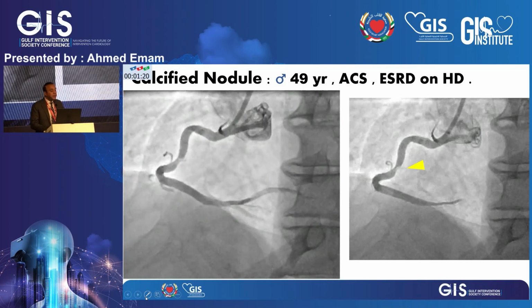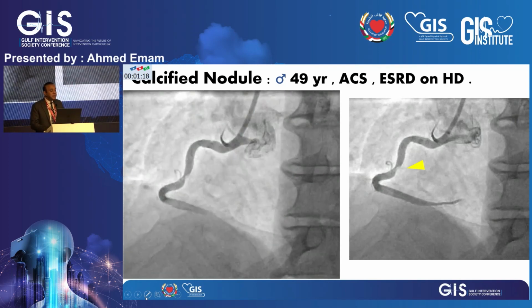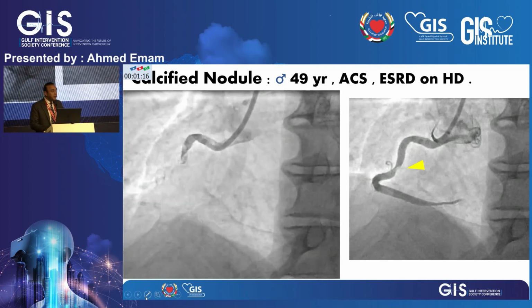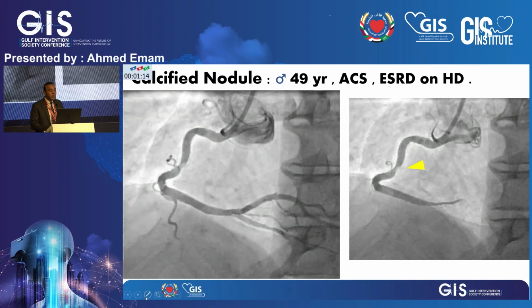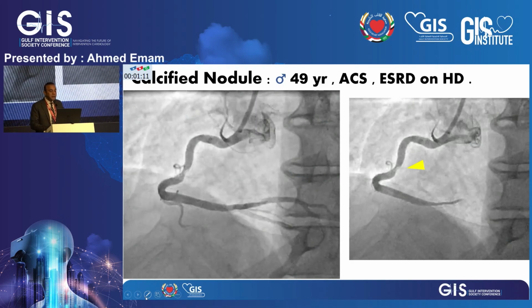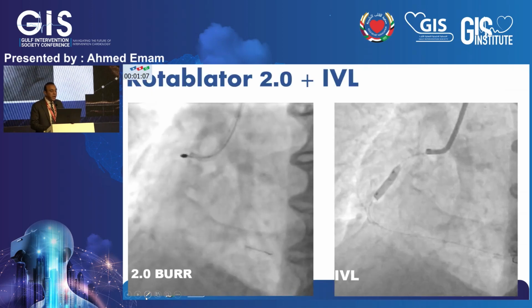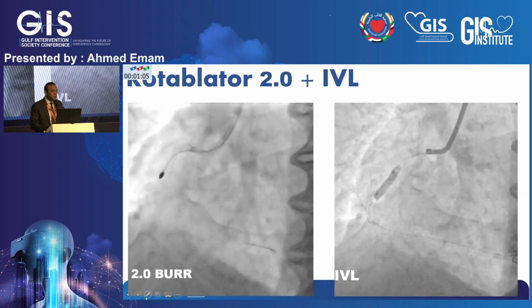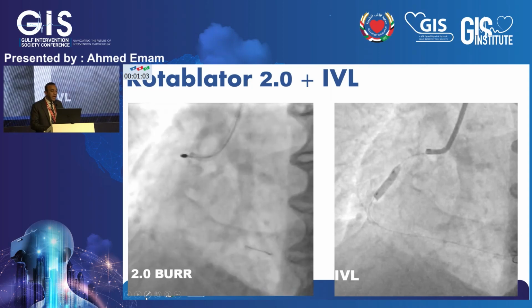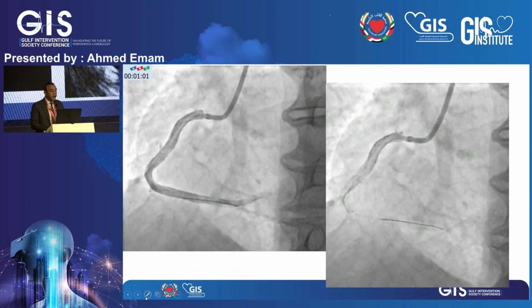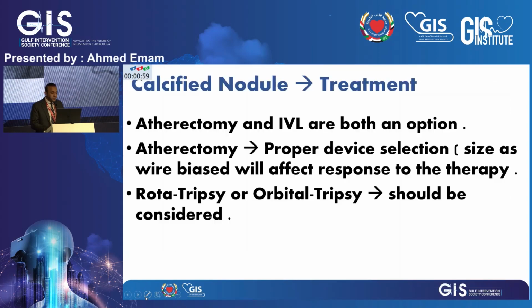If you can't, just go ahead with atherectomy. Regarding calcified nodules, it's when the calcium is protruding inside the vessel. So here, another case, a big vessel in the RCA with a calcified nodule, confirmed by intravascular imaging. We chose to go ahead with a 2.0 burr followed by IVL, and this is what we have after stenting.